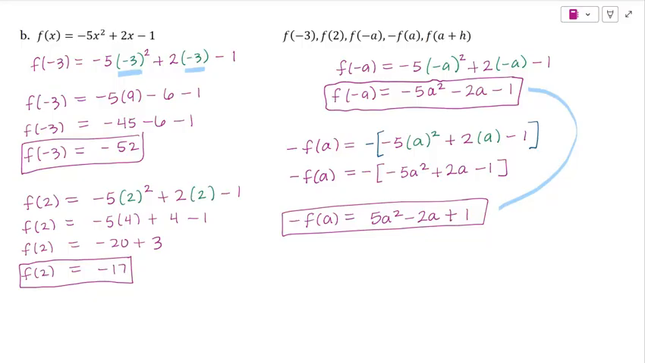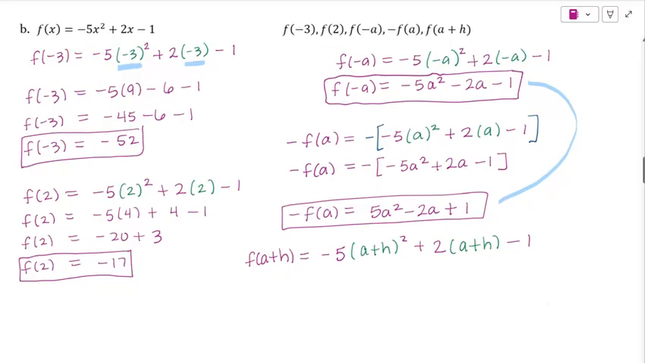Let's now do f of a plus h. This might seem like an interesting quantity that we're plugging in. It's actually going to be used for some future problems, and so we're just trying to get practice with plugging in a plus h. So I'll put negative 5, and then I'm going to put a plus h, and that whole thing is going to be squared. Plus 2 times a plus h, and then minus 1.